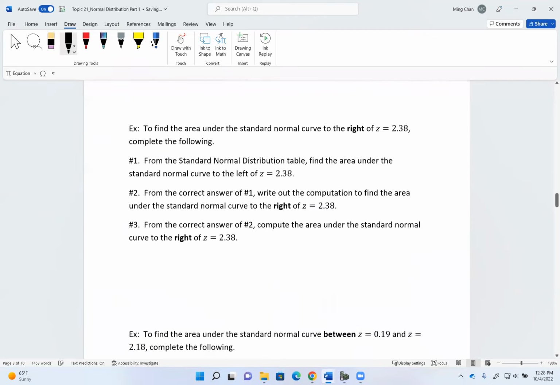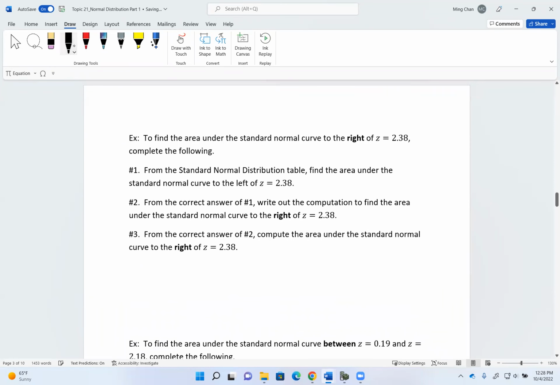All right. Find the area under the standard normal curve to the right of z equal to 2.38. So to the right. Number one here says find the area under the standard normal curve to the left of it. So to find the area to the right of my z-score, I need to find the area to the left.